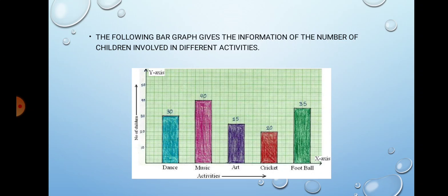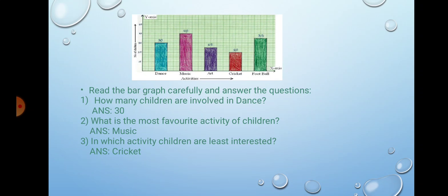Now based on this graph, they will give a question and you have to answer it. Let us see an example. Read the bar graph carefully and answer the question. How many children are involved in dance? You can just see here, it's 30. So our answer for that question is 30.